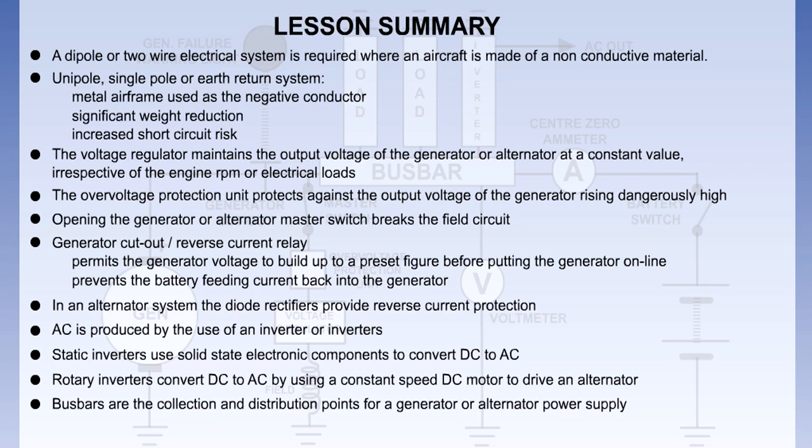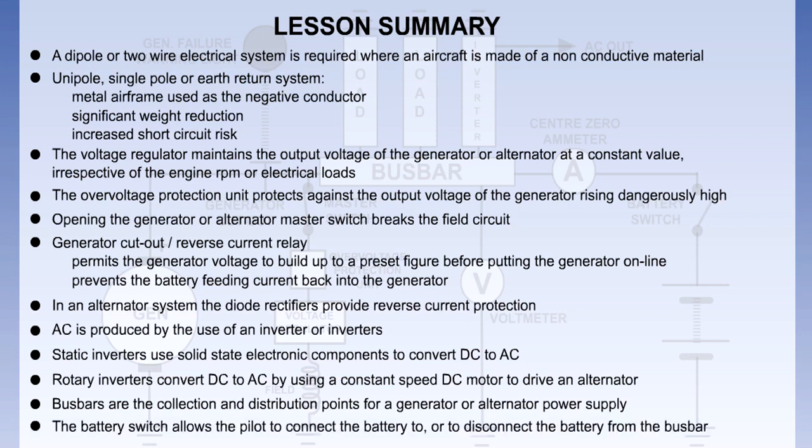The bus bars are the collection and distribution points for a generator or alternator power supply. The battery switch allows the pilot to connect the battery to or to disconnect the battery from the bus bar.